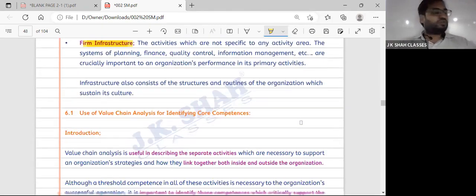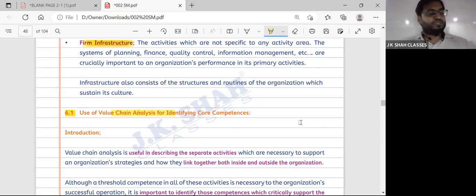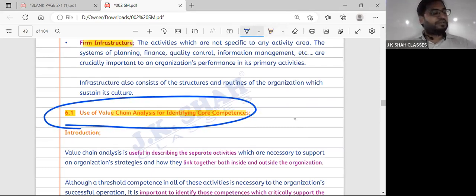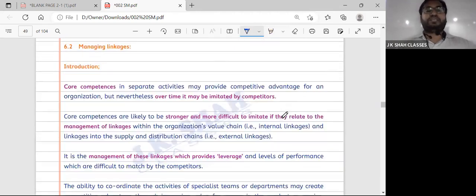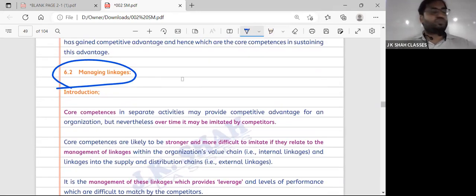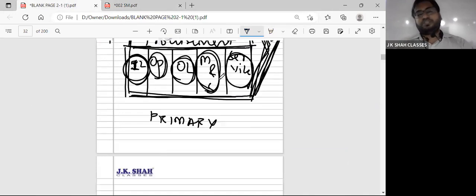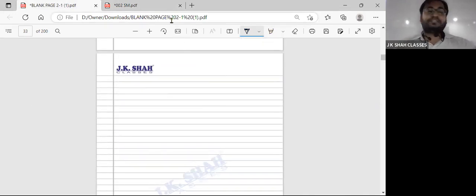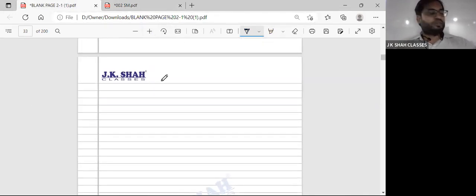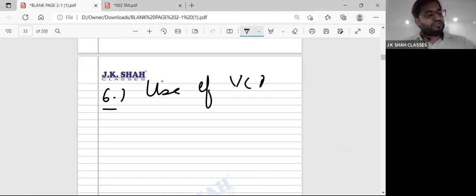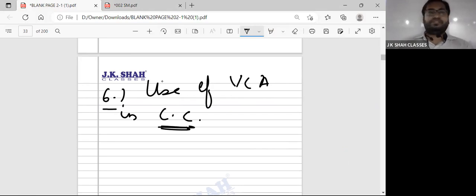6.1, 6.2, these are the two questions which we should discuss now. How will you use value chain analysis for identifying core competence and then managing linkages? These two questions. So let's start with use of value chain analysis. 6.1. Use of value chain analysis in identifying core competence.